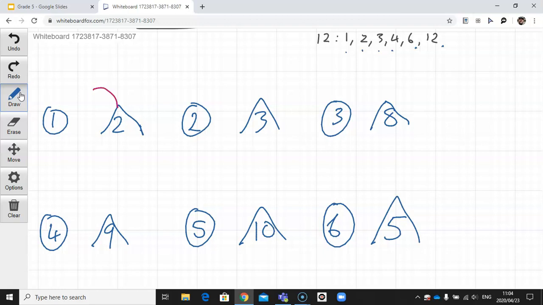I know that 1 fits into everything and 1 times itself. Does anything else fit into 2? Well, we've covered it. So the answer to the factors of 2 is 1 and 2.